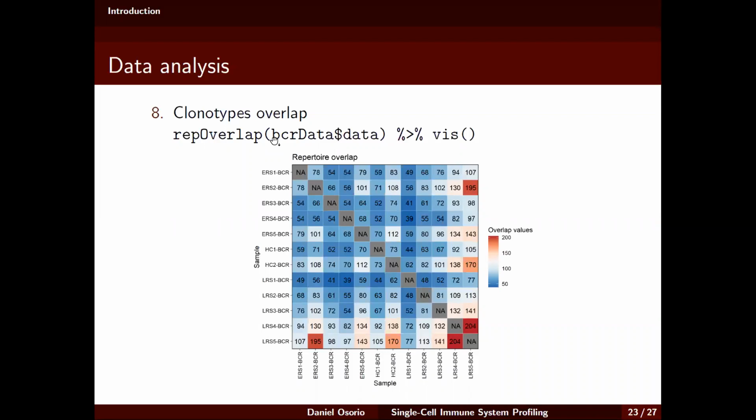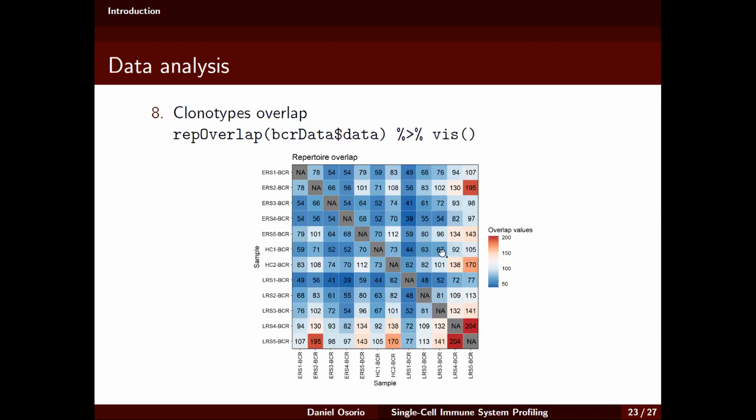As input, we use the BCR data and we just provide the data. What this is going to do is to look at the clonotypes that are shared between each one of the samples, and they will color it in function of the overlap values. So how many clonotypes are shared between two of the samples in this matrix.